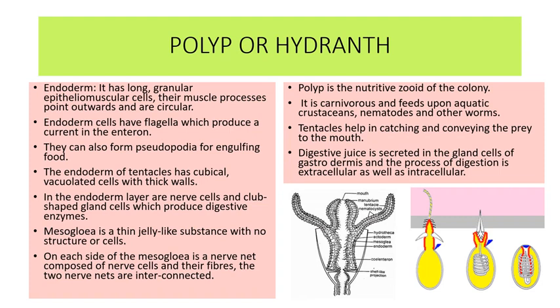It is carnivorous, and feeds on aquatic crustaceans, nematodes and other worms. Tentacles help in catching and conveying the prey to the mouth. The digestive juices are secreted by the gland cells of the gastrodermis into the cavity of the polyp, and this process of digestion is extracellular as well as intracellular. So in this diagram we can see the section of the polyp and the nematocyst, the closed nematocyst and the opening of the thread when it is stimulated.